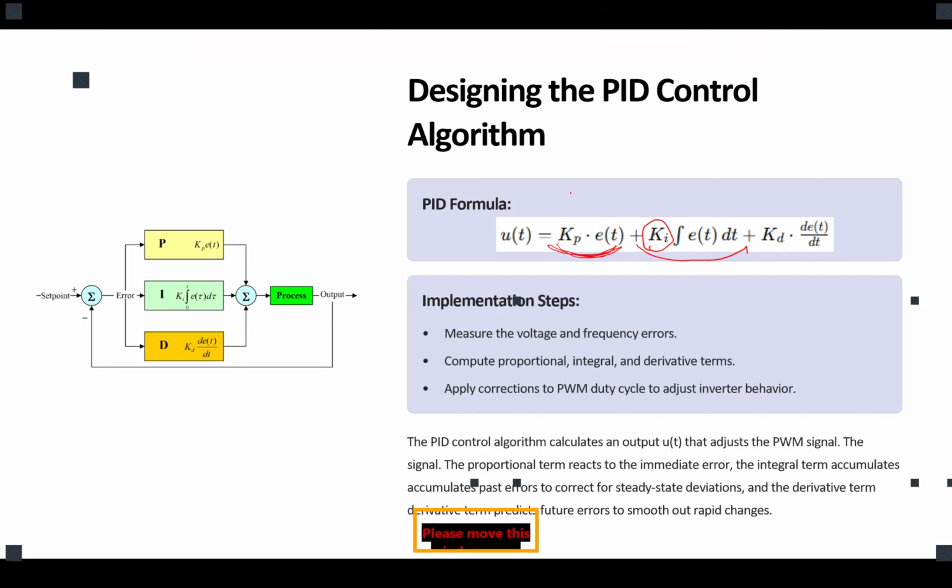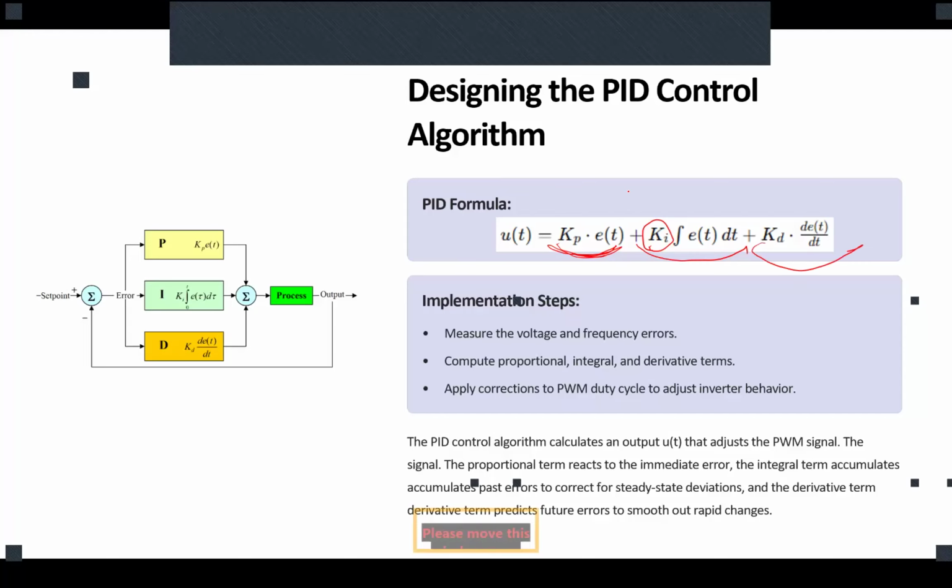I am going to tell you the intuition behind that, why we need proportional, why we need integral, and what they do. In a later slide, a future slide, I'm going to give you the intuition of those aspects.